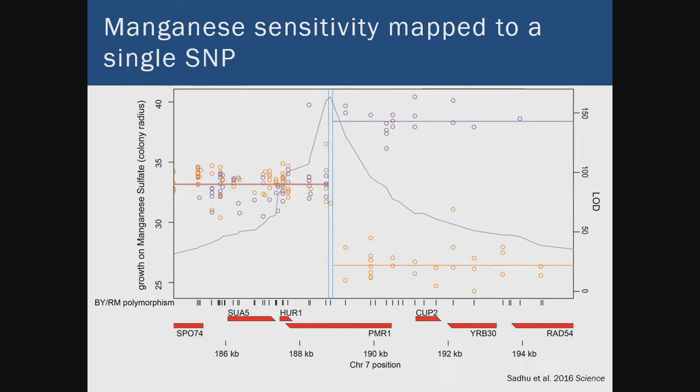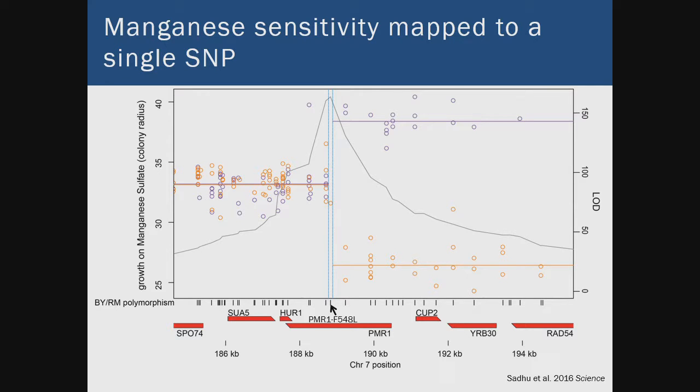We made this mutation, introduced it from RM into BY, and saw that it conferred resistance to manganese. The polymorphism happens to be in this gene that's a manganese transporter, PMR1, and it mutates a conserved leucine to phenylalanine, which is a pretty disruptive mutation. Okay, so what I've shown you so far is that we can use our method for rapid fine mapping of traits.